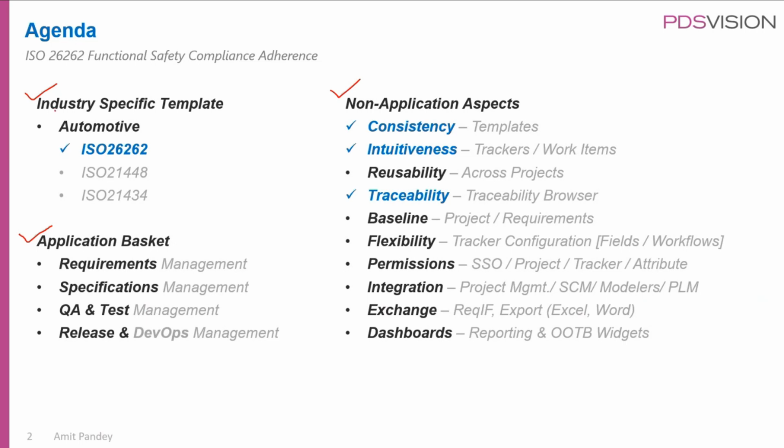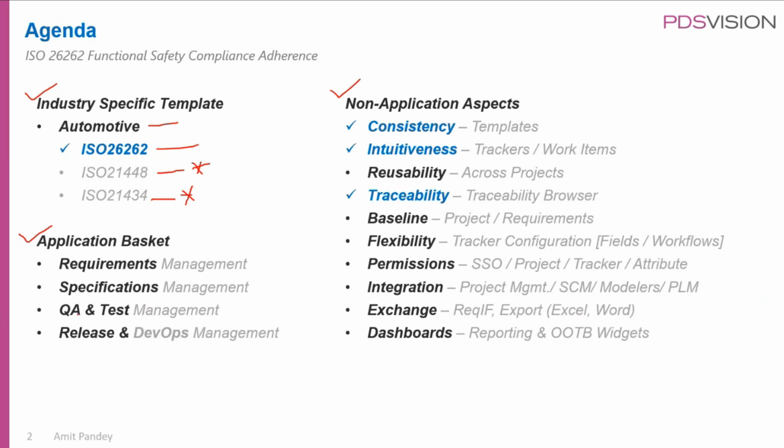Codebeamer provides industry specific templates, because we have similar functional safety standards for all other industries as well, and Codebeamer has a template for that. But in today's session, we'll focus only on automotive and only on 26262. This is for SOTIF and this is for cybersecurity, and we have different sessions for that. There's already a recording available on our website.